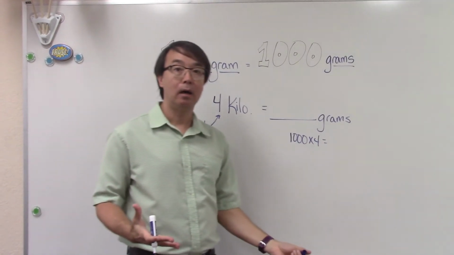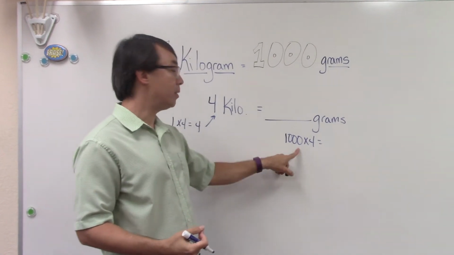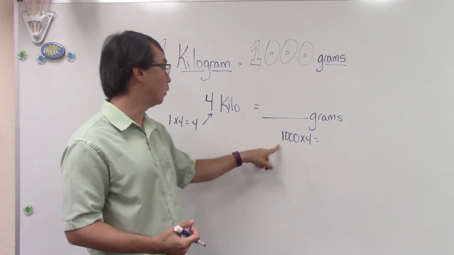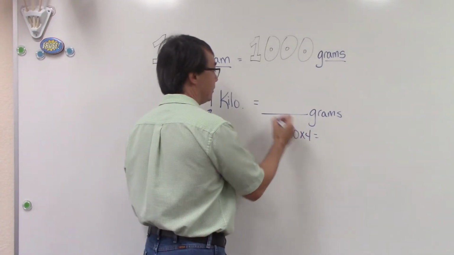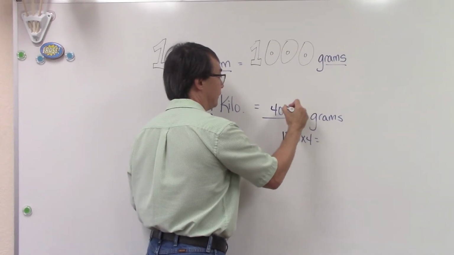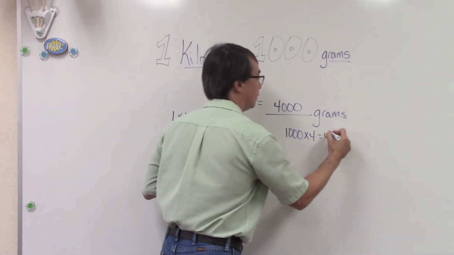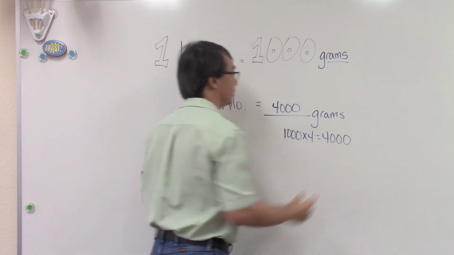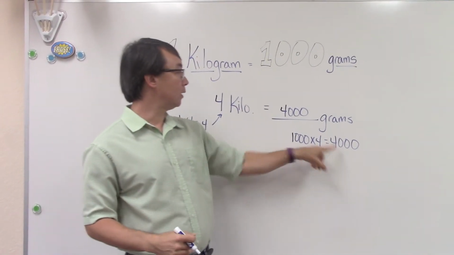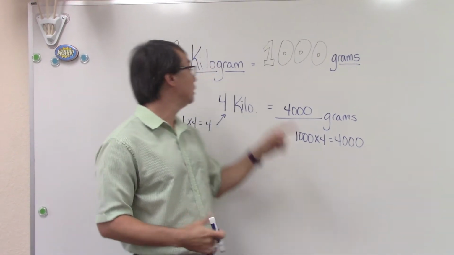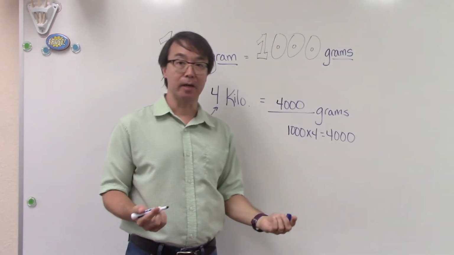equals, I don't know, my times table's up to 1,000. But you can do 4 times 1, right? And then add the zeros. 4,000 grams. 1,000 times 4, 4,000. So 4 kilos is 4,000 grams. Just like 1 kilo is 1,000 grams.